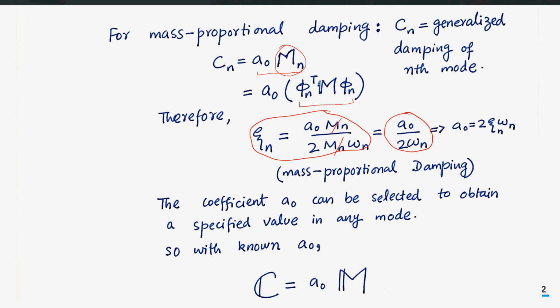This shows that the nth mode damping ratio is inversely proportional to omega n, the nth mode natural frequency. What you can do is select the coefficient A sub 0 to obtain a specified value of the modal damping ratio in any particular nth mode. So you can set A sub 0 such that you get the required damping ratio for that particular mode. And you can construct the C matrix at the end using this expression.